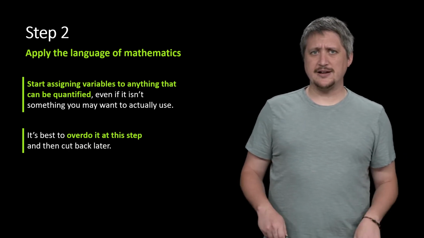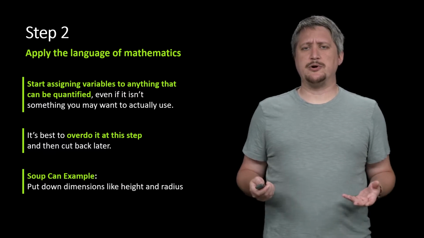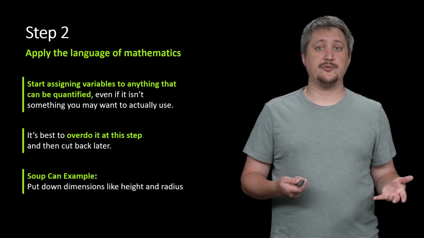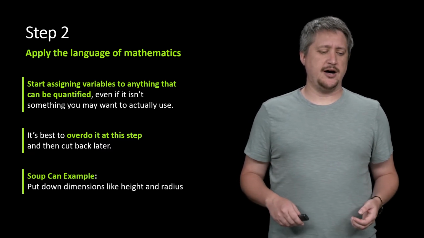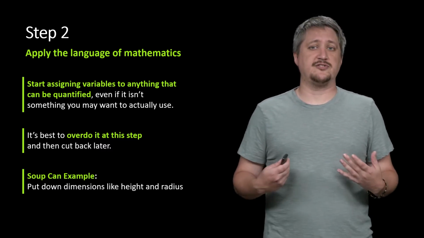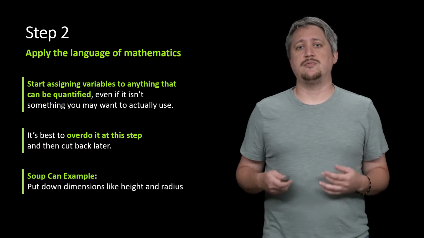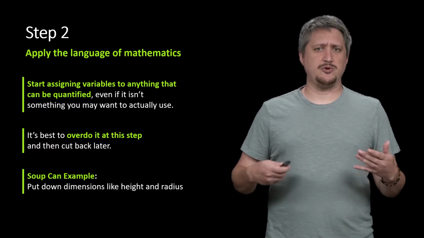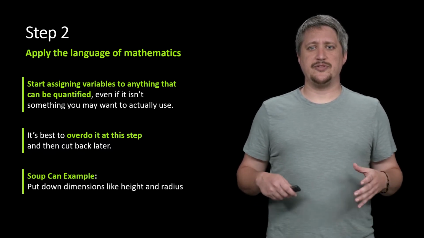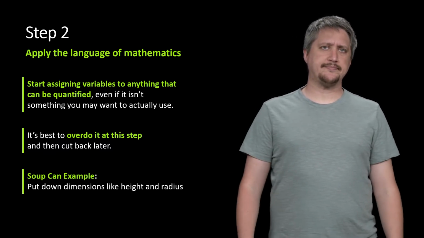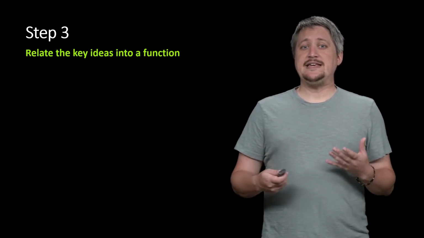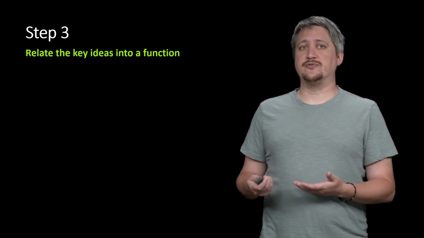So for our soup can example, maybe we put down some dimensions for that can. So we have height and radius, right? So we can jot those down. We could also include things like volume and surface area and composition, knowing what the thing is made of. These are all things that might come up that might be important.